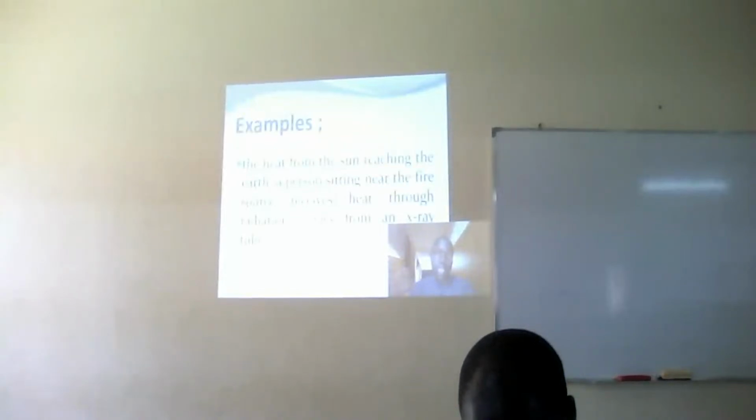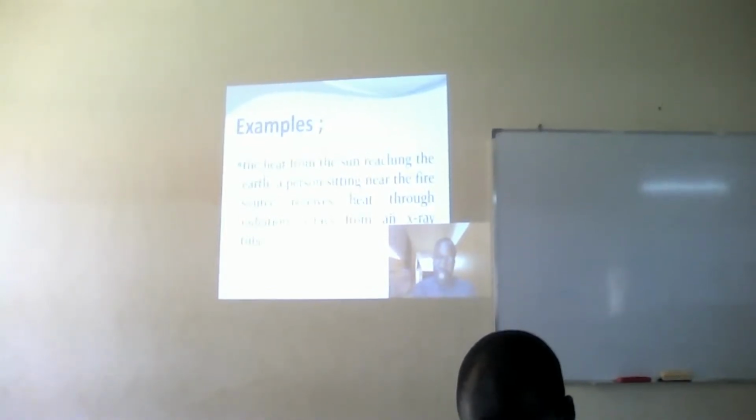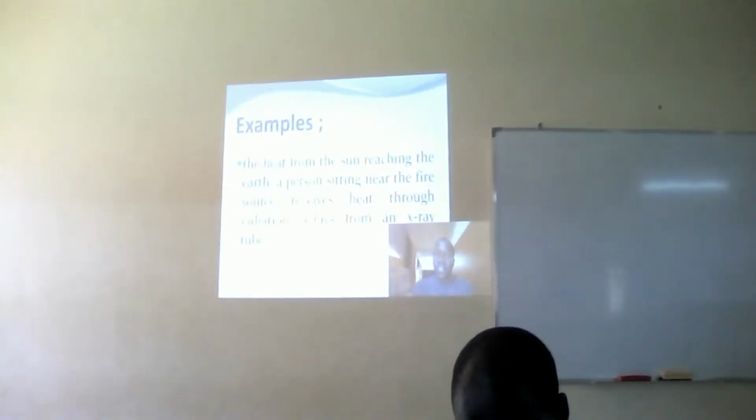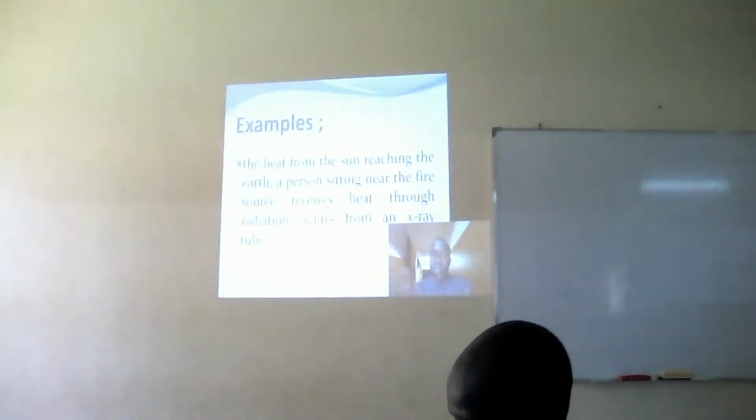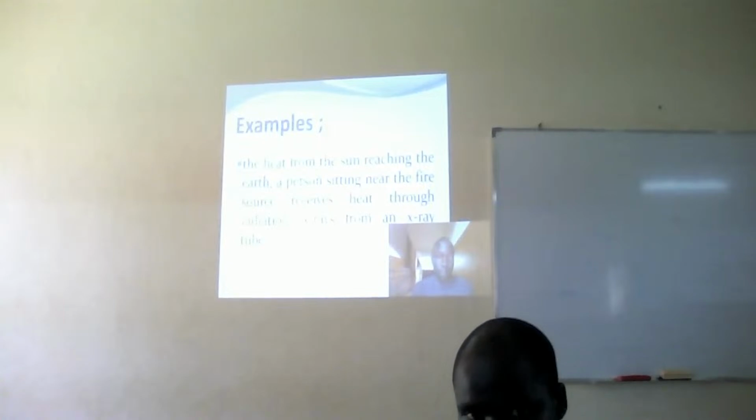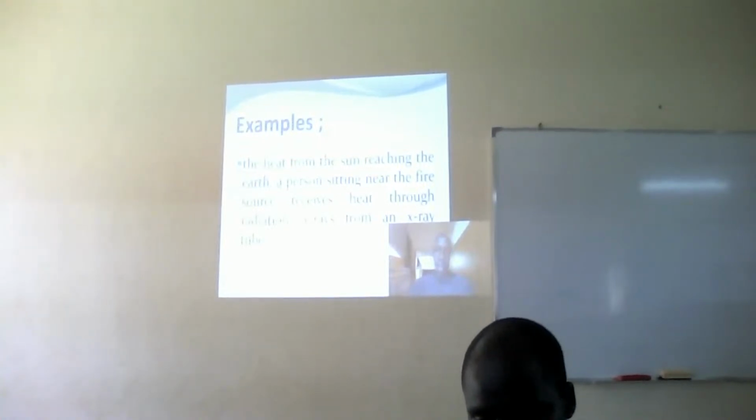Let's look at the examples. The first one is the heat from the sun reaching the earth. The sun is millions of kilometers from where we are. But on earth, we are able to receive the sun's heat, and yet there is no medium connecting the sun with the earth. So you can see that the heat from the sun reaches the earth by traveling in the vacuum. And that agrees with the explanation you have had.